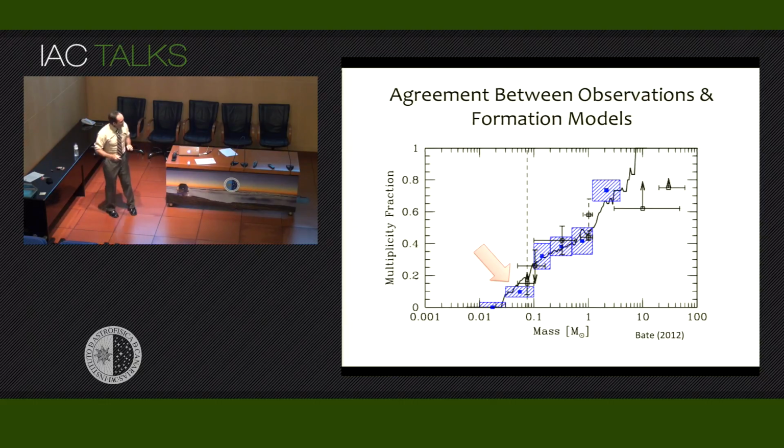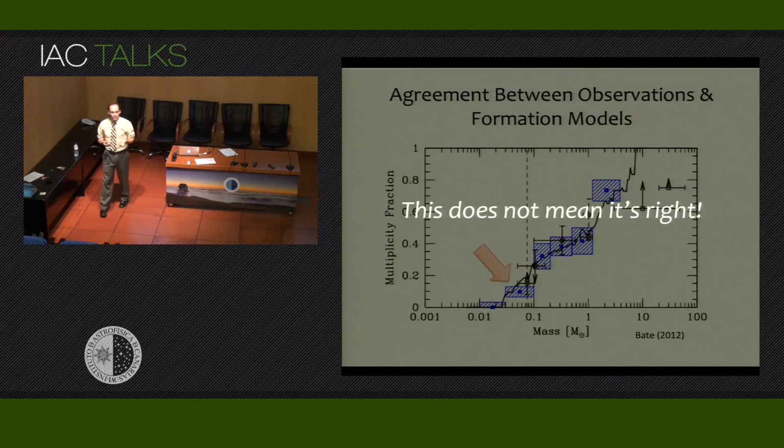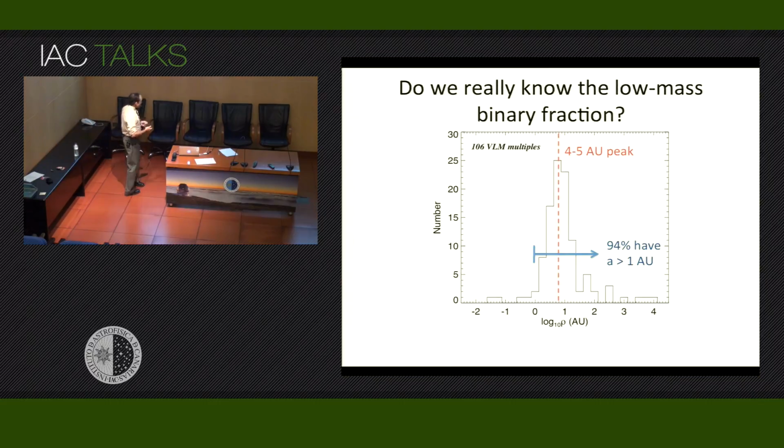So one thing I want to make sure to emphasize, particularly for the students in the room, is that just because two things agree doesn't mean that they're both right. They may be both wrong in exactly the same way. And the evidence that this may actually be a spurious result comes if we look back at the separation distribution. Here's that same separation distribution, log separation versus number, and you see this nice Gaussian peak. Something like over 90% have separations that are greater than 1 AU in this distribution.